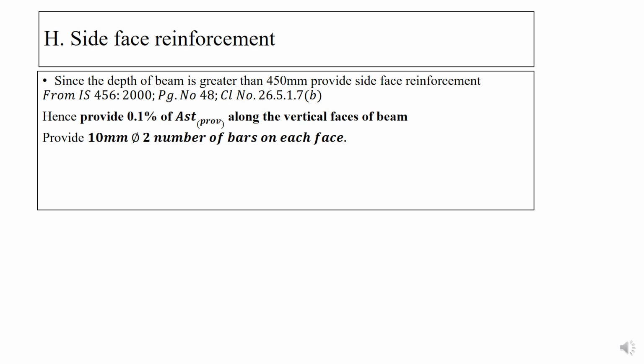Again, on page number 48, clause number 26.5.1.7, there is a clause for side face reinforcement. That is, for a beam depth greater than 450 mm, we need to provide a side face reinforcement equivalent to 0.1% of AST provided along the vertical faces of the beam. So that 0.1% of AST turns out to be a very small value, but in reality we provide at least some significant amount of percent steel. So herein we have provided 10 mm diameter, two number of bars on each face.